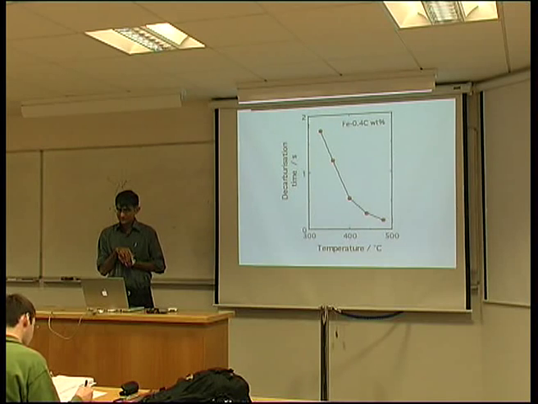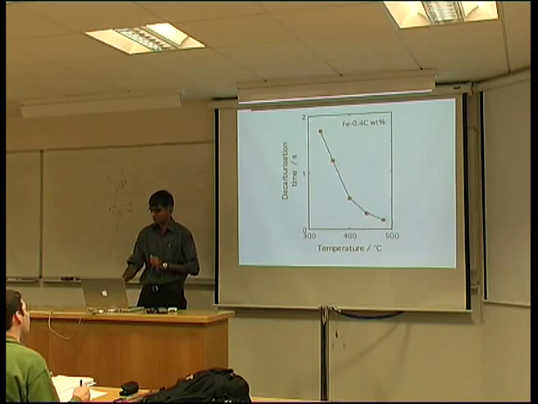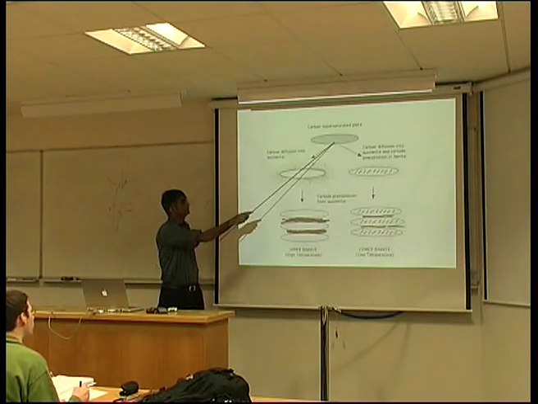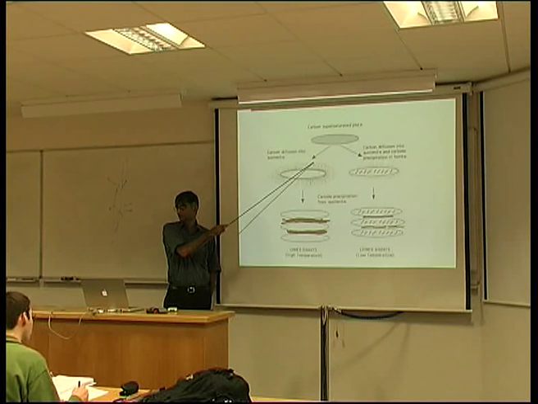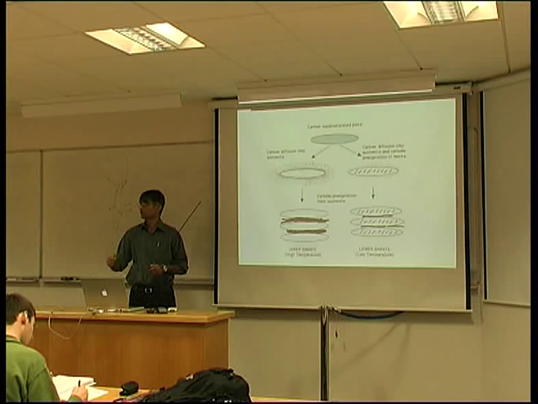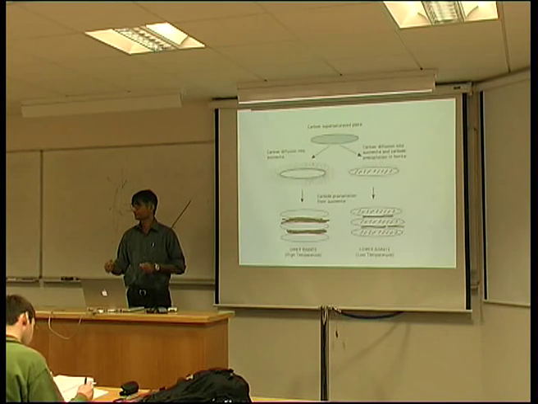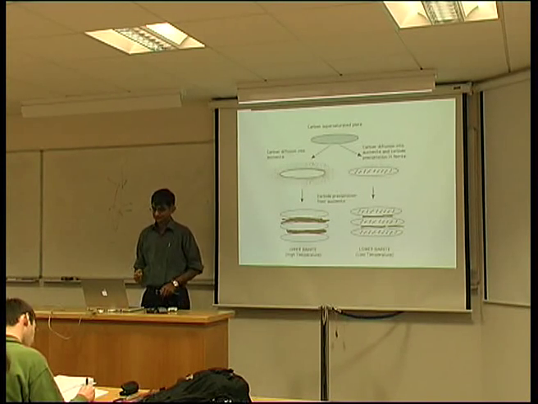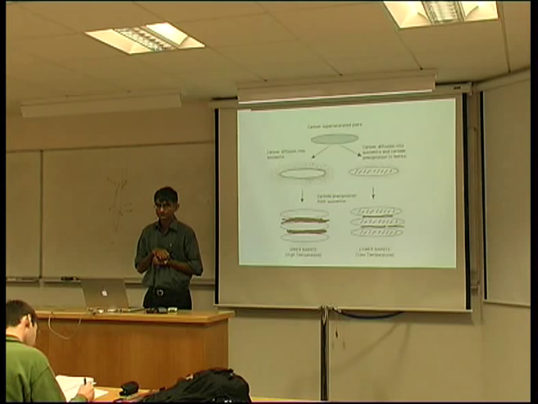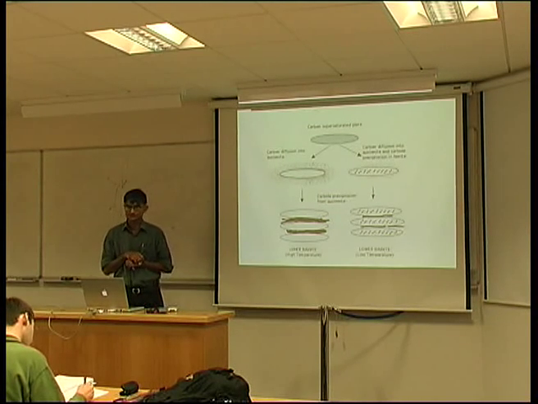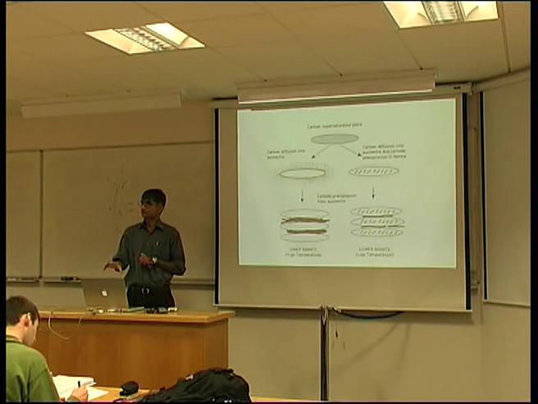Now, the trouble is that the time taken for this carbon to escape here is actually very short. At the temperatures where bainite forms, 400 or 500 degrees centigrade. It looks like this diagram is not in your notes. Is that right? I will give you a copy of this diagram.